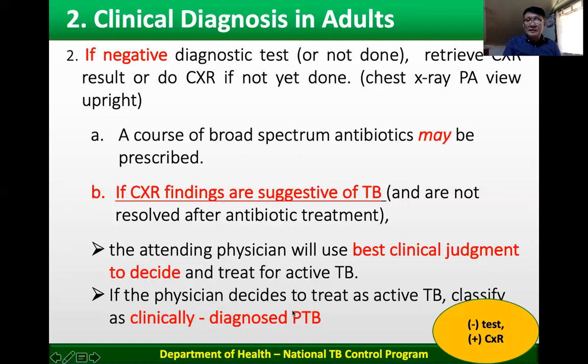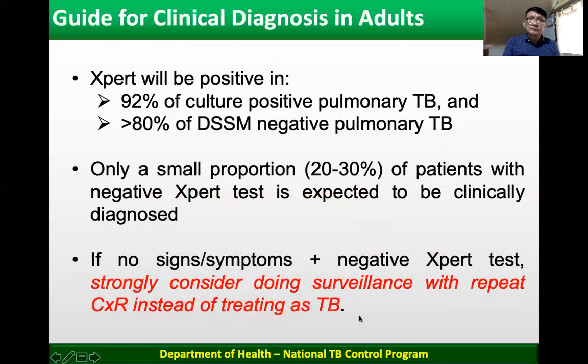Now, if the physician decides to treat as active TB, we can classify them as clinically diagnosed PTB. Okay, so specifically, it is a negative diagnostic test, but it is positive for chest X-ray. So again, this is a guide for clinical diagnosis in adults.